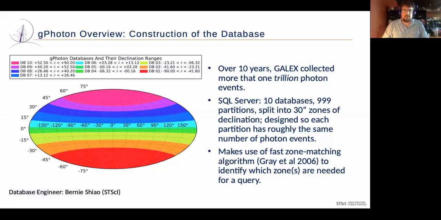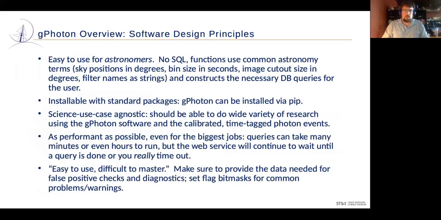So here's how the database was broken out. Bernie Shao did a lot of work to make the database fast. So to create a light curve like the one I showed you on the previous page might take 30 seconds, and that's with the overhead of querying the database and the HTTPS and all of that. We can go into details of that if anyone is interested.